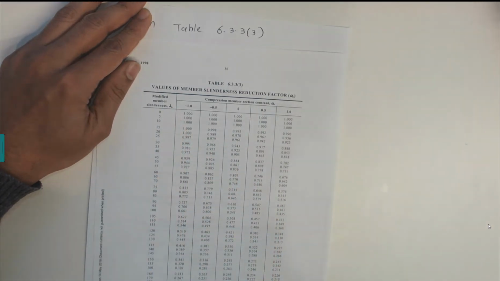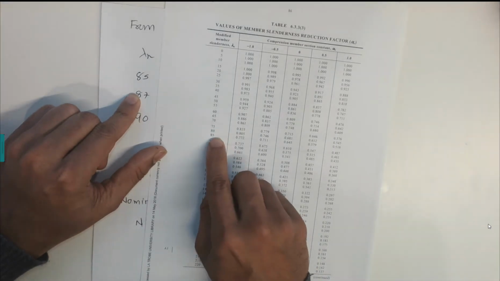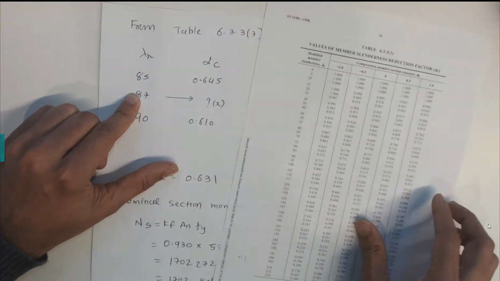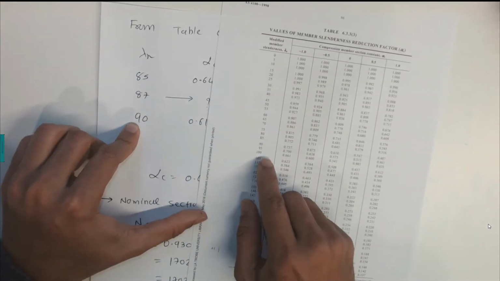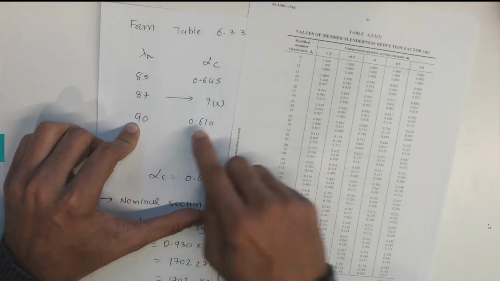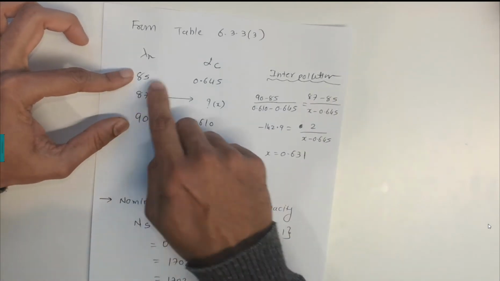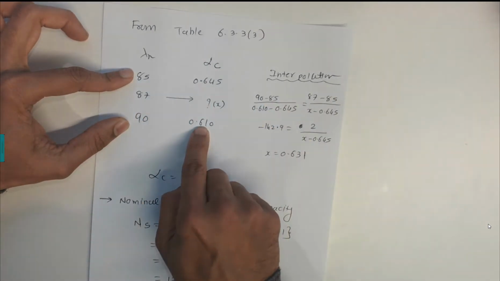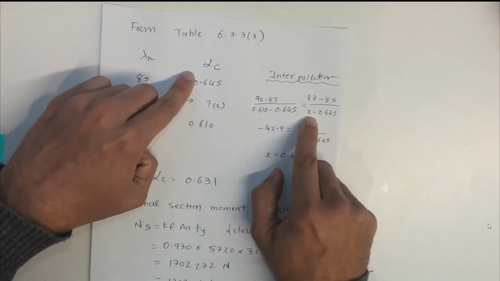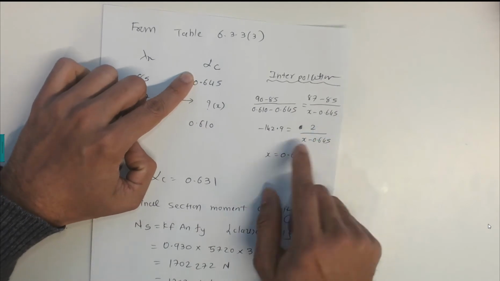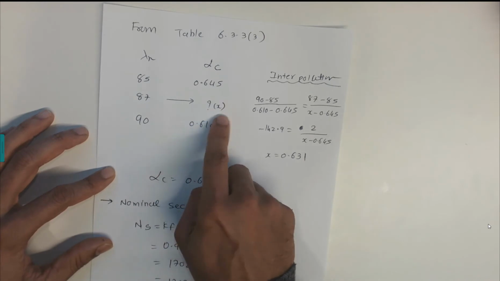Now we have various values given, but we need to find alpha c for lambda n of 87, so I'm going to use 85, and for alpha b equal to 0 the value is 0.645. For 87 we need to find x, and for 90 it is 0.610, taken from this table. Now the interpolation: 90 take away 85 corresponds to 0.610 take away 0.645, and 87 take away 85 corresponds to x take away 0.645. The calculation gives x, which is the alpha c value, as 0.631.